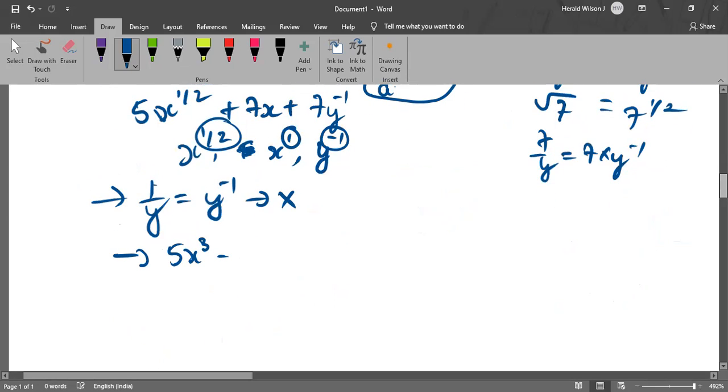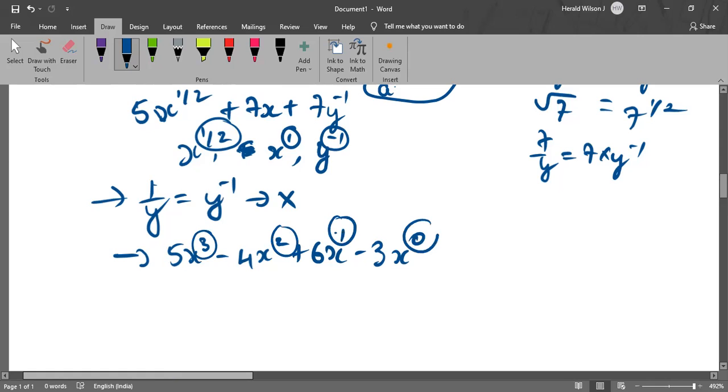What about 5x cube minus 4x square plus 6x minus 3x raised to 0? Now you tell me, take your time and tell me if this is a polynomial. Pause the video, think, and then resume the video. I hope you thought about it, and I'll tell you, yes, this is a polynomial because all powers are positive integral powers. Because all of these are what? Positive integers, right? Correct, no? So therefore all of these are polynomials.